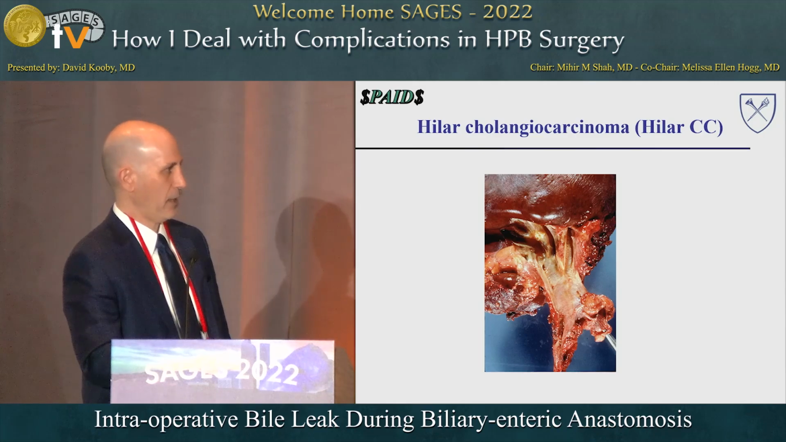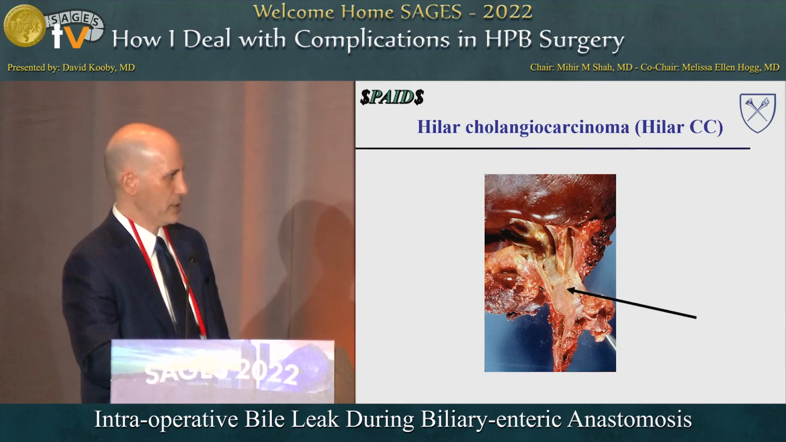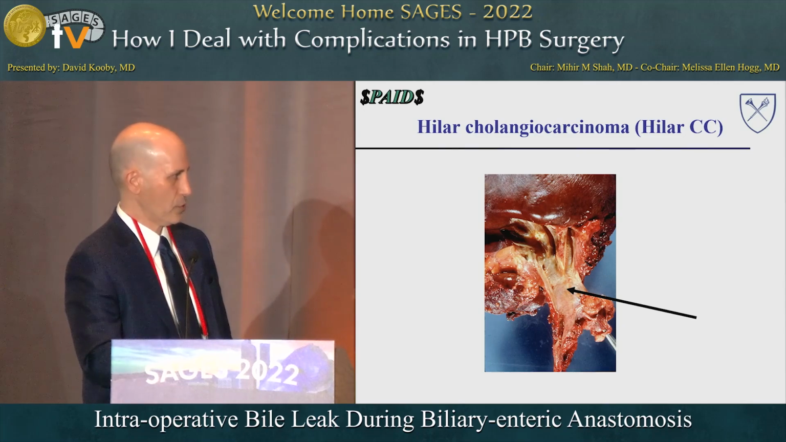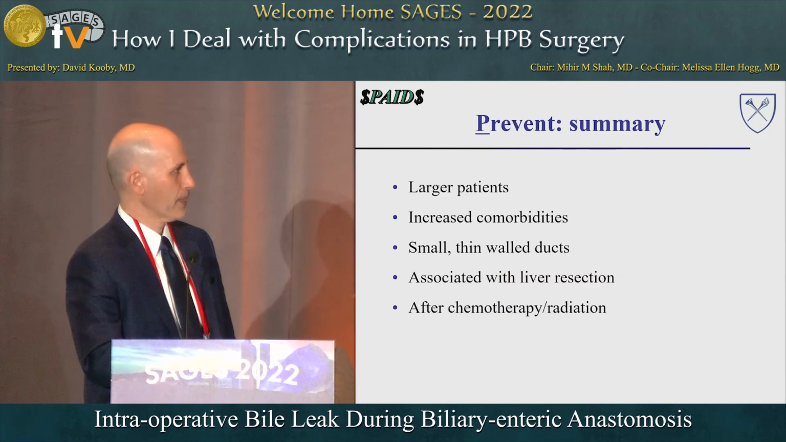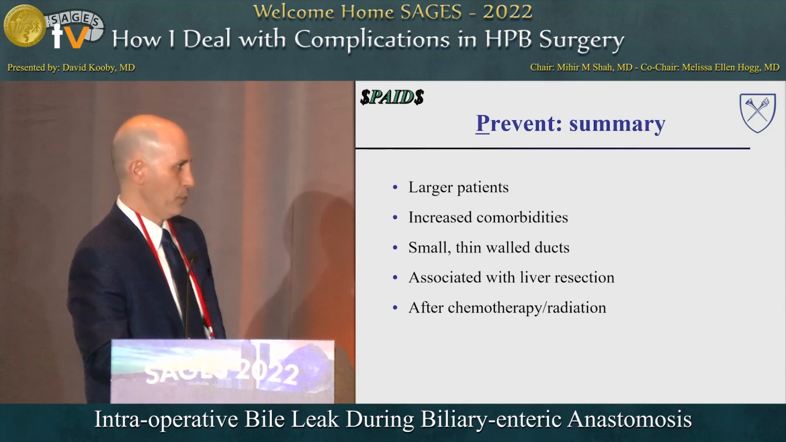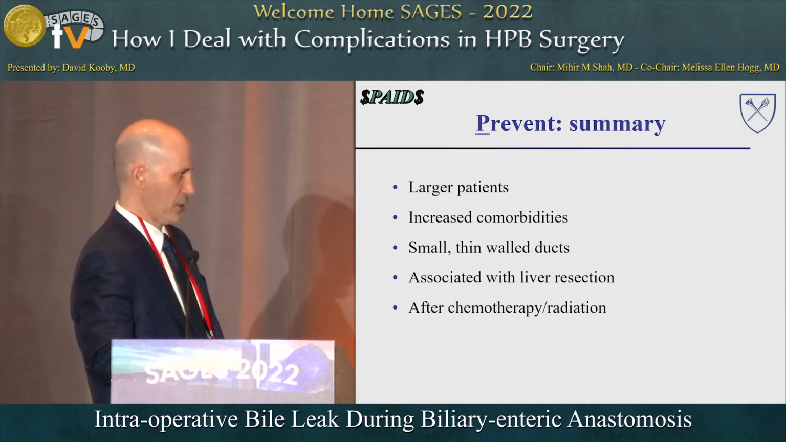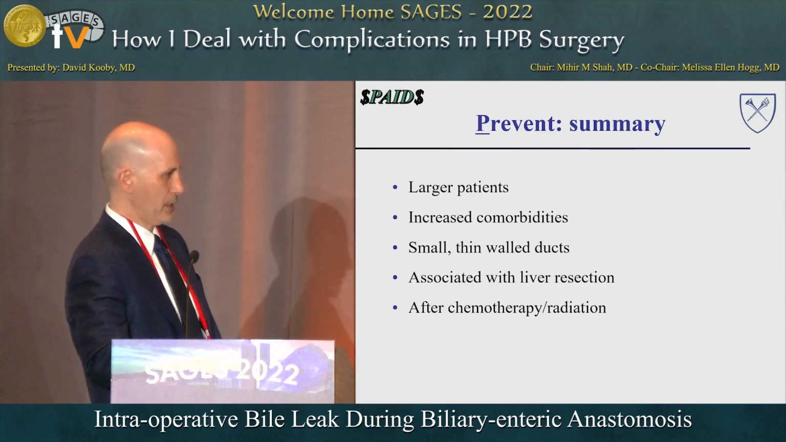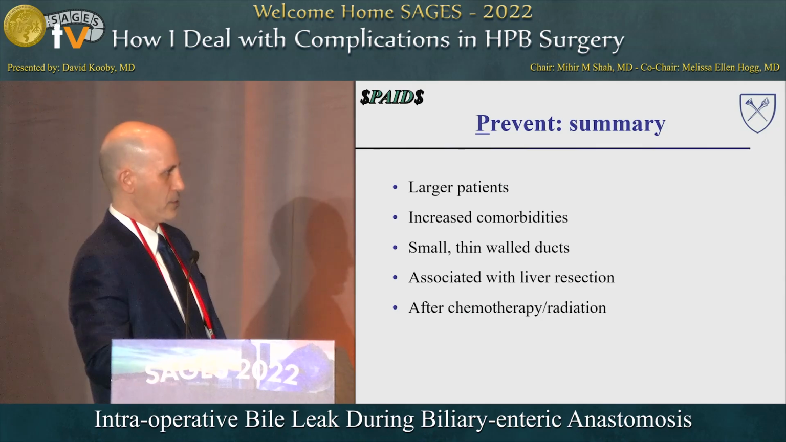Certainly, if you have a hilar cholangiocarcinoma and you have a tumor in this location and you can transect the duct over here, then it's going to be a lot easier to reconstruct than if you're transecting the ducts way up into the hilum and going to the intrahepatic ducts, and that's going to have a higher leak rate. So in terms of prevention, we have to think about the larger patients with the increased comorbidities, the small, thin-walled ducts associated with liver resection and after chemotherapy and radiation. That's going to be our population that's going to be at highest risk of having an intraoperative bile leak.